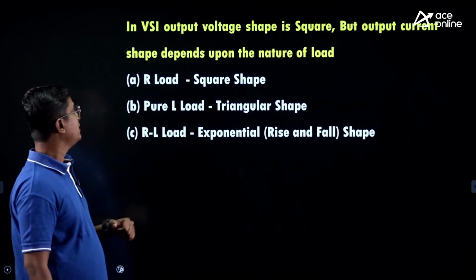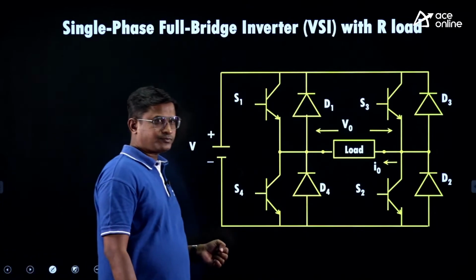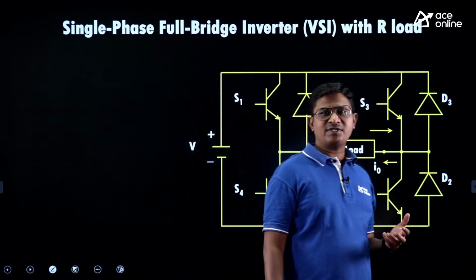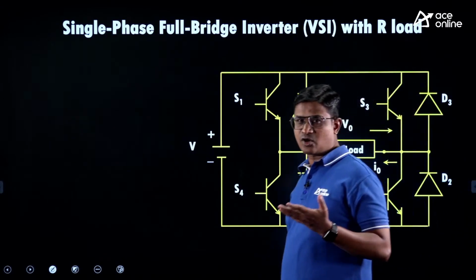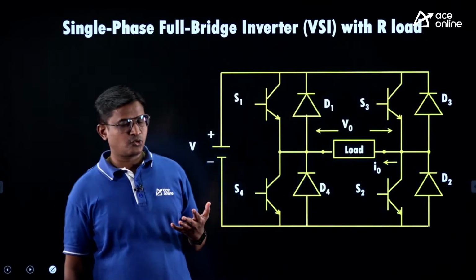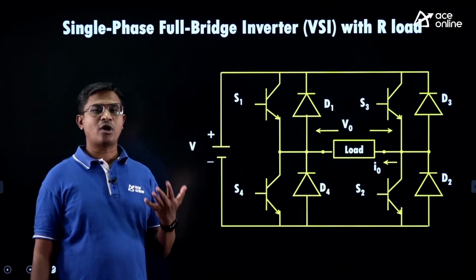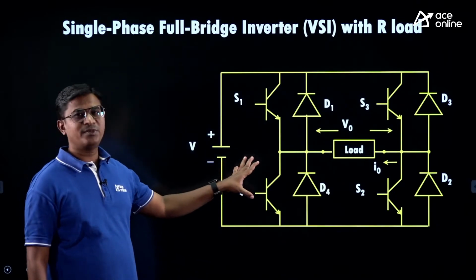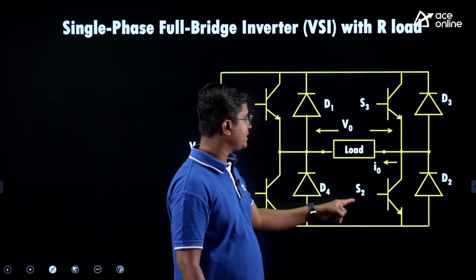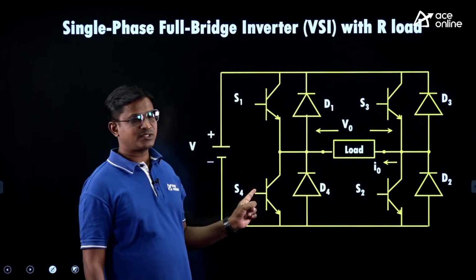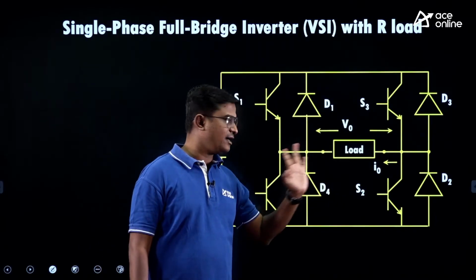Next, in a single phase half bridge inverter, we know the source utilization is only 50%. That is a drawback of the half bridge inverter. So to overcome those drawbacks, we have the single phase full bridge inverter. In a full bridge inverter, we are using 4 switches, S1, S2, S3, S4. Across each switch, a diode is connected in anti-parallel.